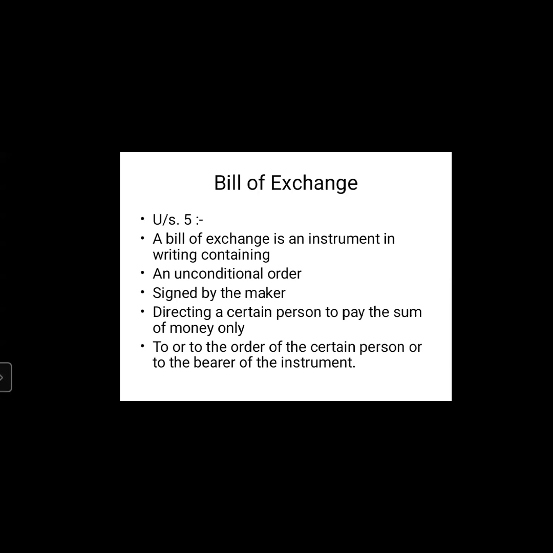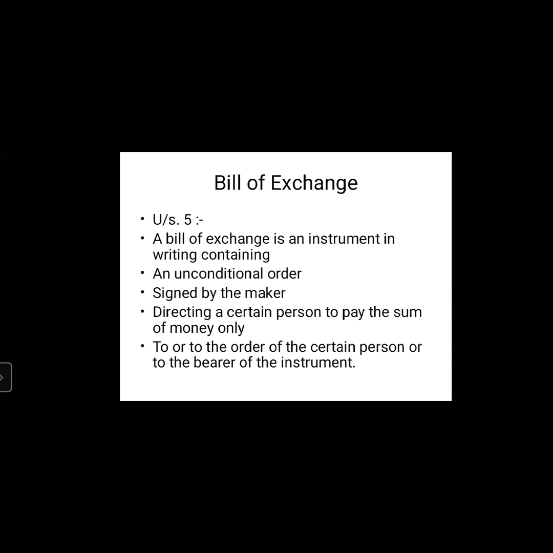Now bill of exchange is a type of negotiable instrument. Again, it is regarded as an unconditional order. There we had seen an unconditional promise. Here we will be seeing the unconditional order. It has to be signed by the maker. There also we have seen that it should be signed by the maker. Here also we will see that it has to be signed by the maker.